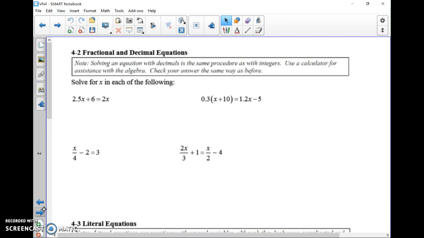Of course, I'm joking. Most students hate fractions and decimals. They think they're 10 times harder and all that. With the assistance of a calculator, it's really not that bad. And we'll talk about these one at a time.